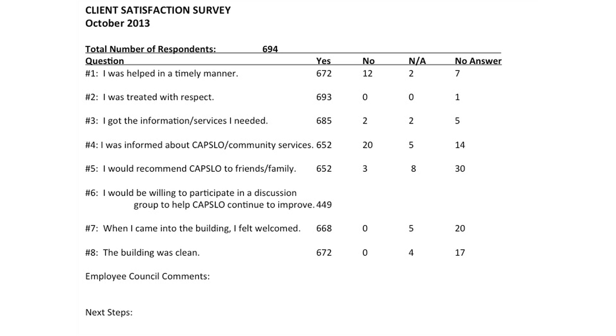One of the things that we noticed amongst a number of our programs as we began to get more and more of this client satisfaction data in were the answers to question number 4. In many, many cases, our clients were not informed from our staff about other CAPSLO services or other community services. And as our employee council dug a little deeper, what we found is that a lot of our staff don't know about other services in our agency. That's because we're really big. And that addresses that siloing that is fairly common among community action agencies.